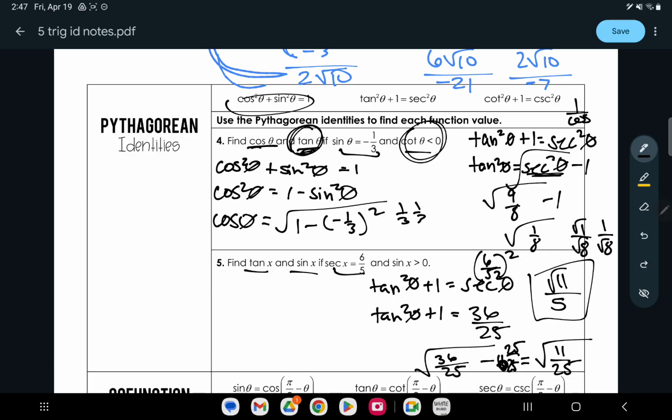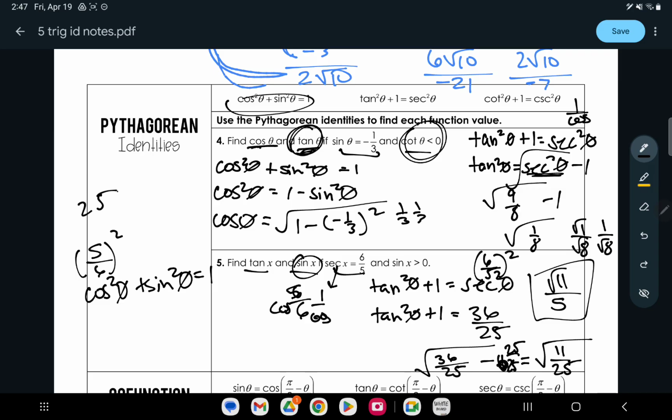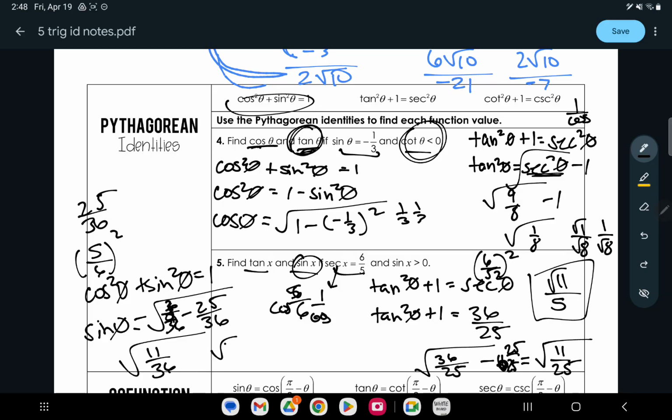And then to find sine, well, secant is 1 over cosine. So cosine is 5 over 6. So cosine squared plus sine squared equals 1. Well, cosine is 5 over 6, so let's square that. So then sine is the square root of 1 minus that, 25 over 36. So if I change that to be 36 over 36, I'll get 11 over 36, which is root 11 over 6.